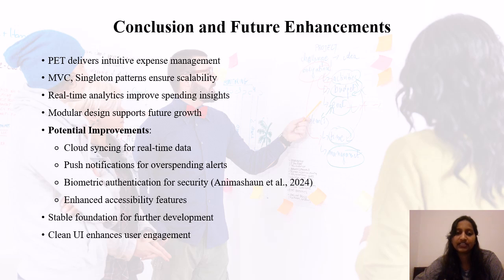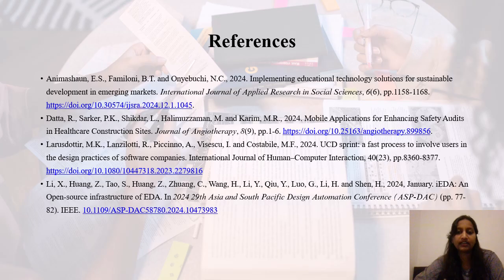So, conclusion and future enhancement. PET delivers interactive expense management and real-time analytics, improves spending insights, and its modular design supports future growth. Potential improvements we can make are cloud syncing for real-time data, push notifications with overspend alerts, and biometric authentication for security, enhanced accessibility features, and a stable foundation for further development, clean UI enhancement, and user experience enhancement. And these are the references we used for this topic.